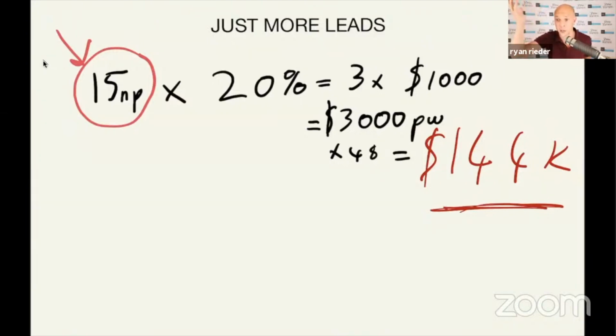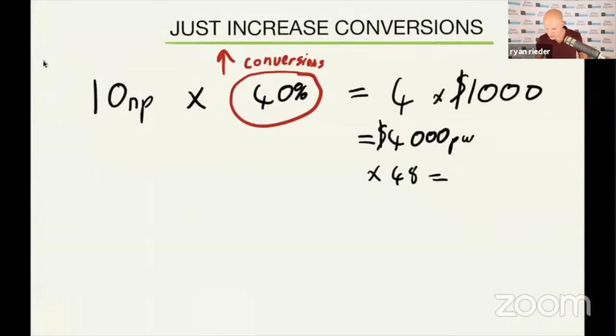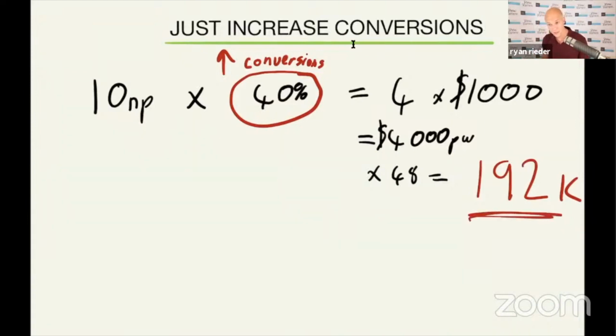Pretty cool, right? Now watch this. What if we just increased, so 10 new patients a week, what if we just increased our conversions to 40%? Okay, that becomes 4 conversions at $1,000, $4,000 per week. And if we do the math on that, we are now earning $192,000. You guys with me?